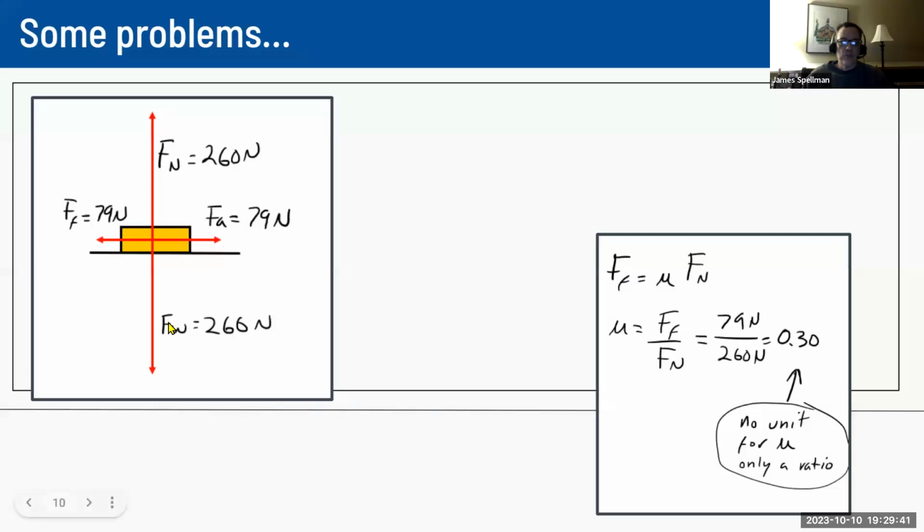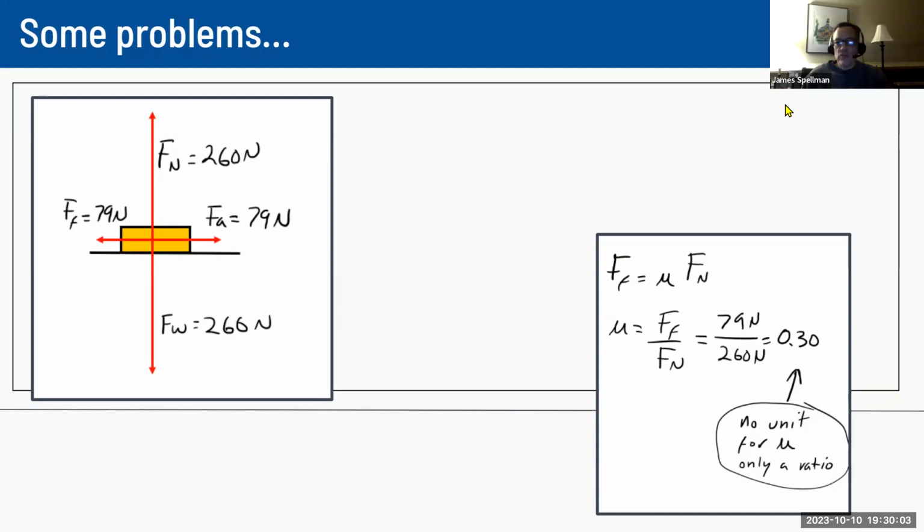Now, again, the normal force and the weight, notice they're going to be equal numbers. So if the weight's 260 newtons, then the normal force up is 260 newtons. And if our effort force or action force to the right is 79 newtons, then the amount of friction that we have going to the left is also going to be the same amount, if it's not moving, or if that's the amount it took to just get it moving.